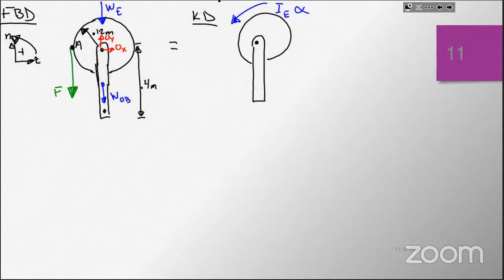The bar, though, has I sub OB times alpha. Remember, we're going to call this my center of gravity. Man, this is not going well. And this will also have the mass of OB times the acceleration normal and the mass of OB times the acceleration tangential. Okay, how are we supposed to know that?